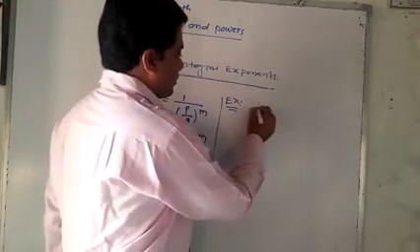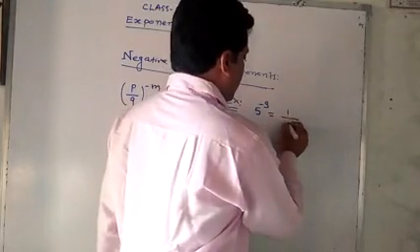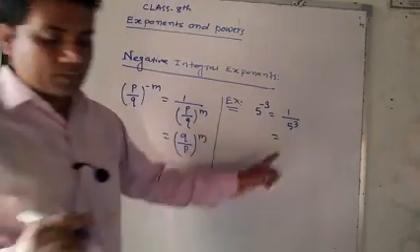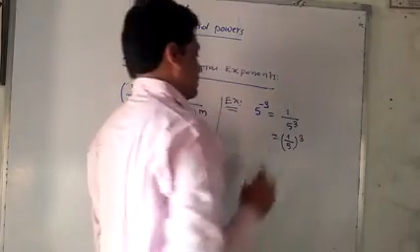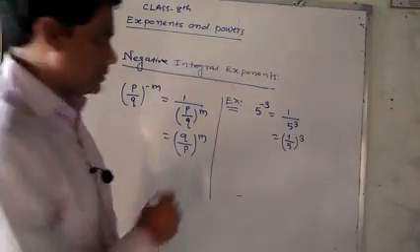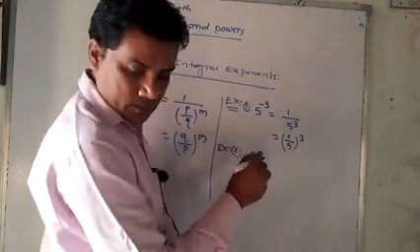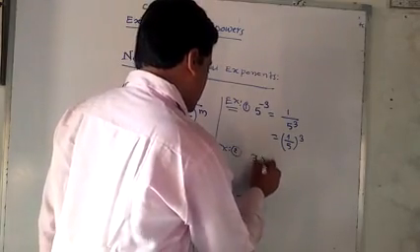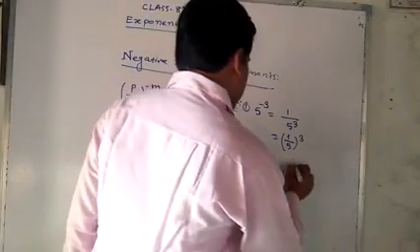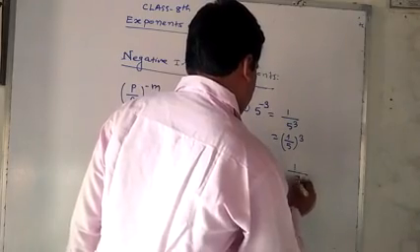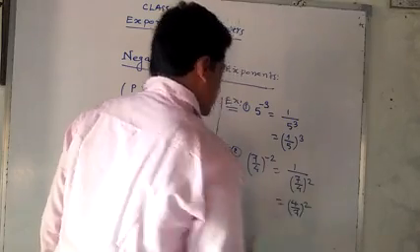For example, 5 raised to the power minus 3 means 1 upon 5 to the power 3, or 1 by 5 raised to the power 3. Now second example, 7 by 4 raised to the power minus 2 means 1 upon 7 by 4 to the power 2, which means 4 by 7 to the power 2.